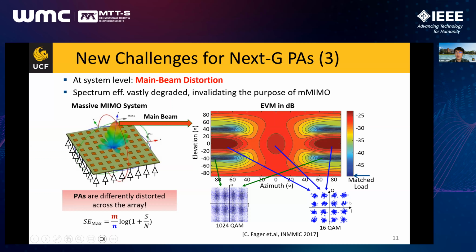The purpose of massive MIMO is to enhance the spectrum efficiency, but due to the main beam distortion, we have to downgrade the modulation and decrease the spectrum efficiency. So we must make the PAs more resilient to this load mismatch and resolve this main beam distortion, such that massive MIMO can really work.